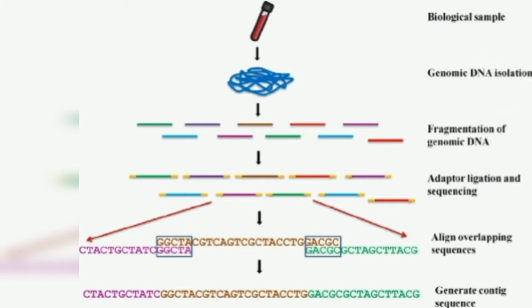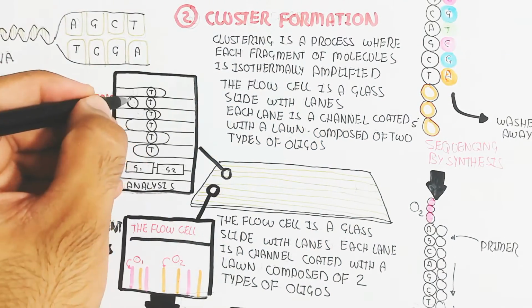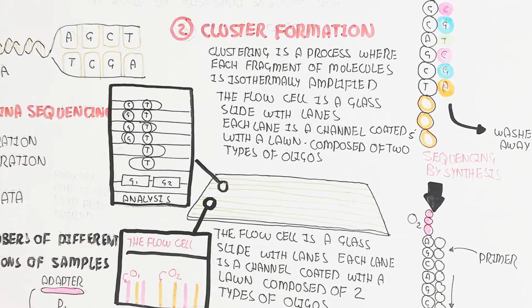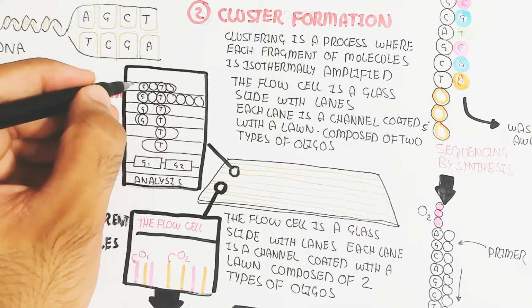So after this, here you can see the analysis: biological sampling, genomic DNA isolation, fragmentation, and genomic DNA. Then align the overlapping sequences, and generate the contiguous sequence, which shows the fragment reading, and this fragment reading is exact, for example. After the sampling, it shows gene 1 and gene 2, and the forward and reverse reads are paired.